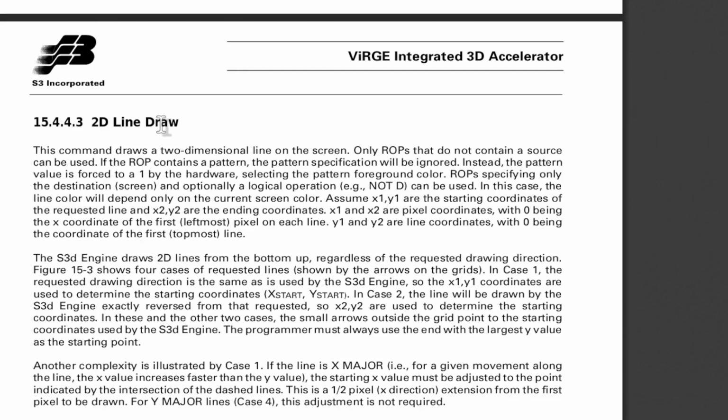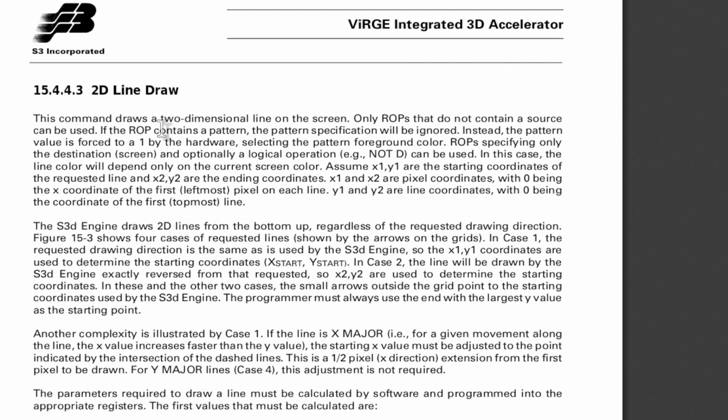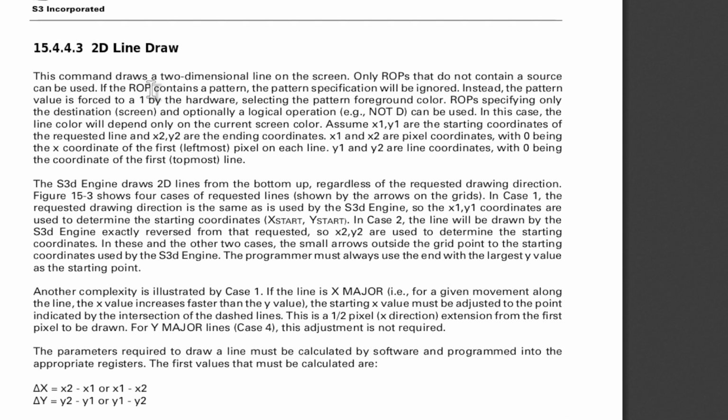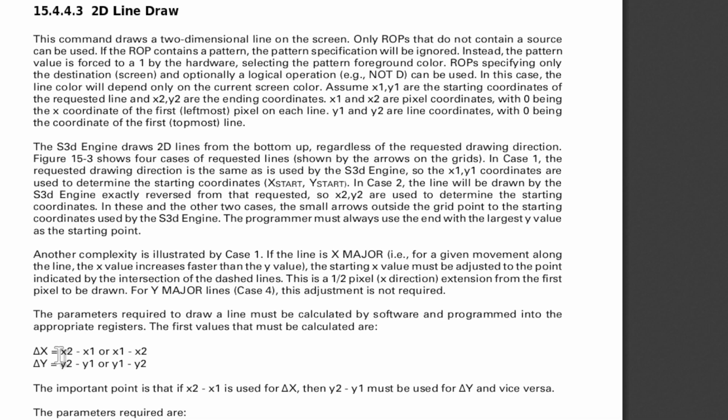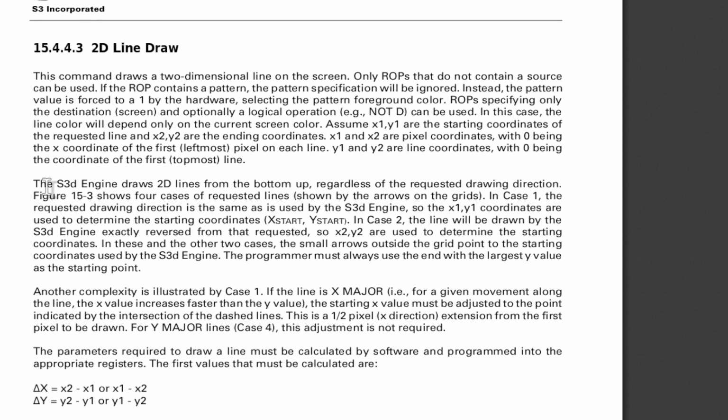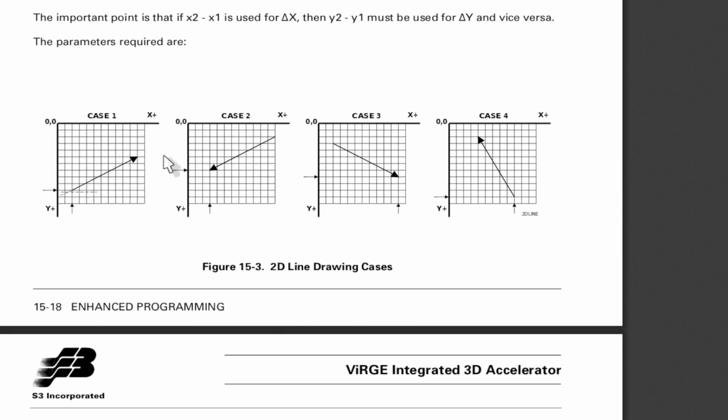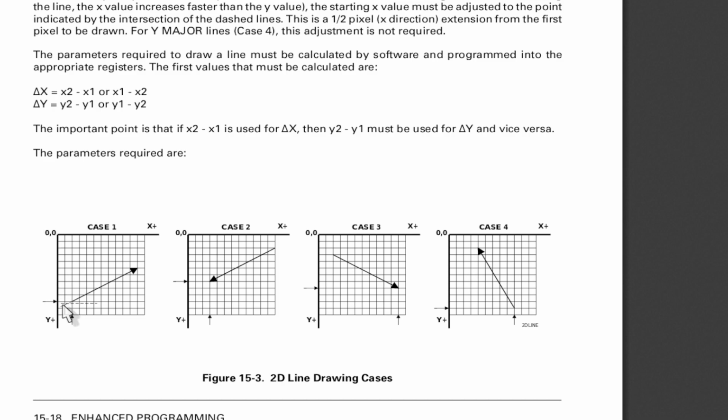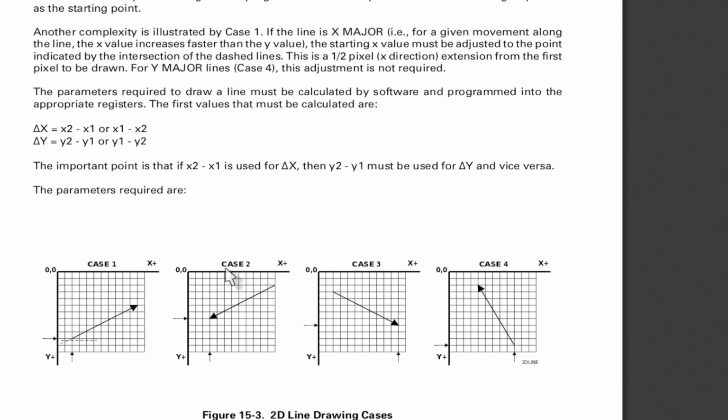2D. They had here BitBLT and fill first and line here later. So what you need to do for this one is you need to also compute the delta values. And as I write here, the S3D engine draws 2D lines from the bottom up, regardless of the requested draw direction. Figure 15.3 shows four cases, and that is here. So as the engine is always drawing from the bottom to the top, we always need to sort our lines and program the registers accordingly.